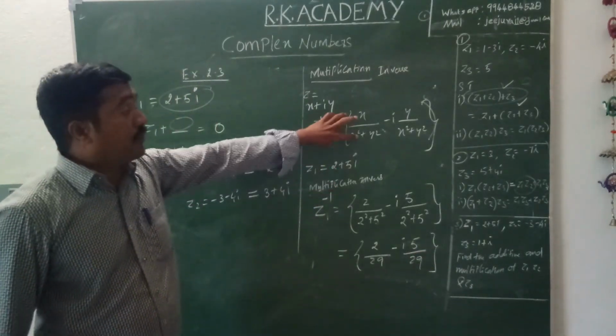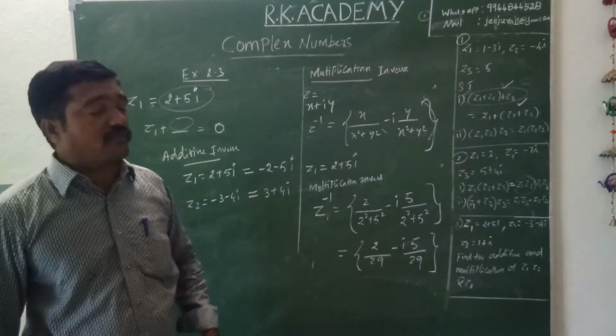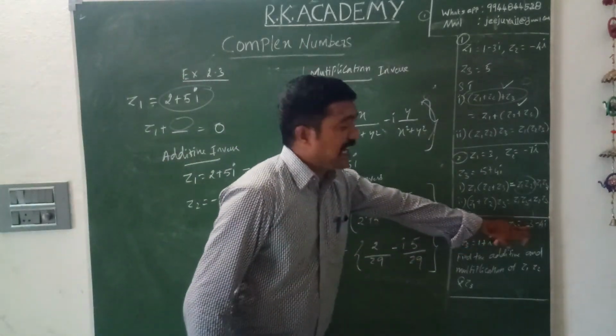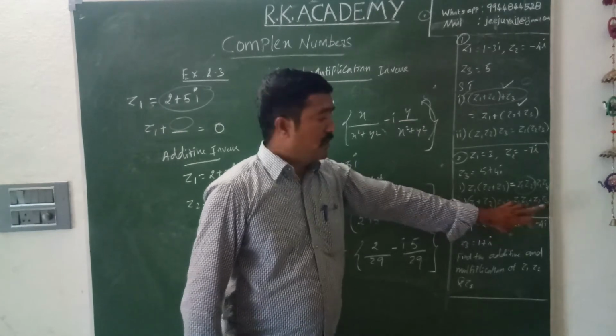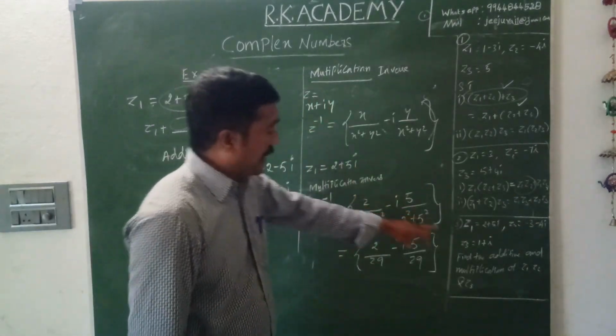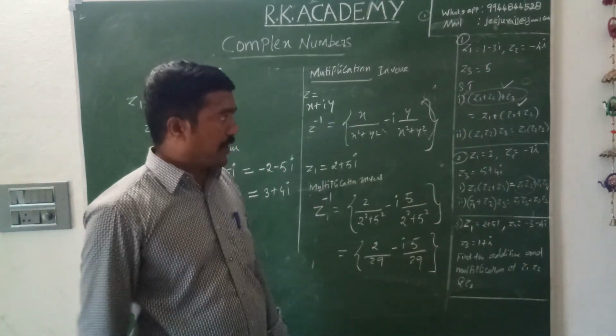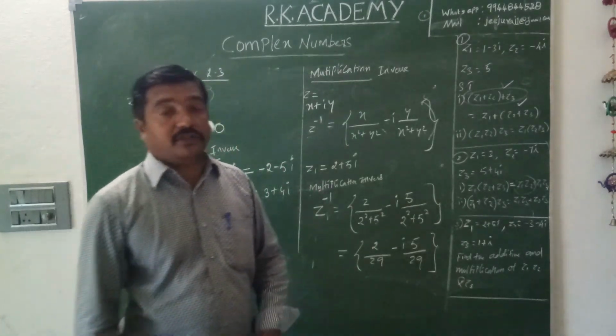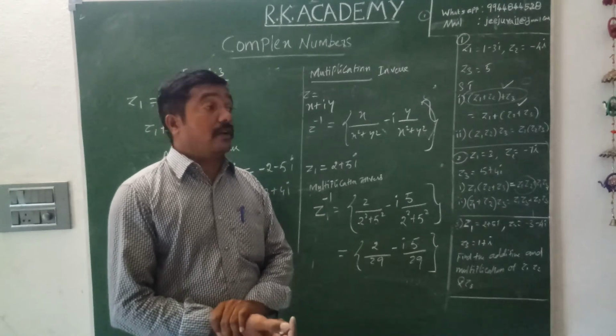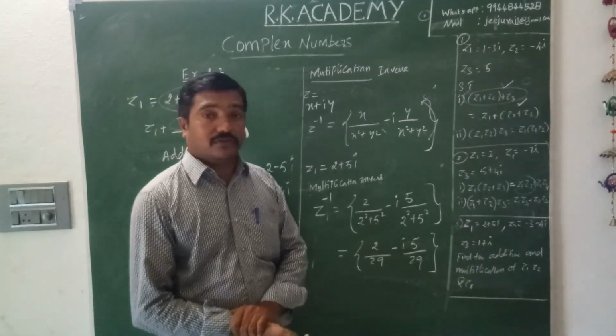We may use this formula for the inverse of any complex number. In the same manner we can use this one. Okay. Now just you try Z2 and Z3. It's very easy. Okay. Now we completed 2.3. Now we are going to enter 2.4 in the next class. Okay, thank you.